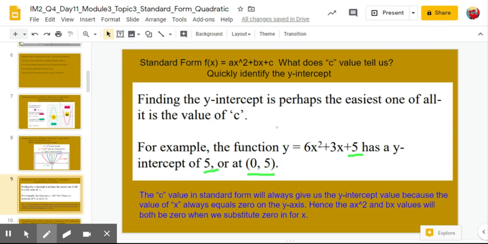Please note, yesterday's form, vertex form, the number that we had, that is not going to tell you the y-intercept. No, no, no. Only for standard form, this number, the c value, is the y-intercept.